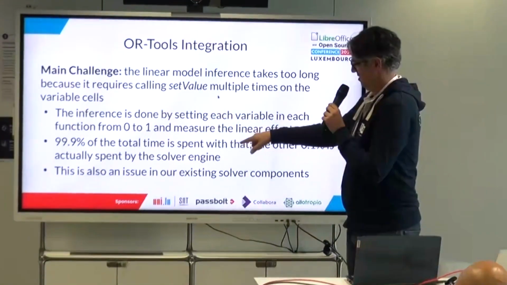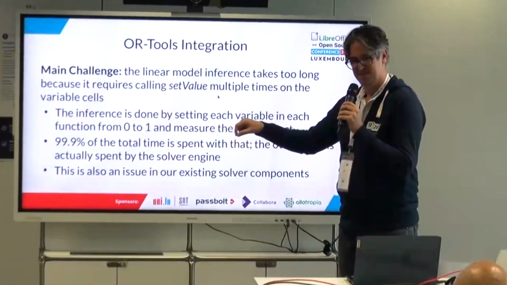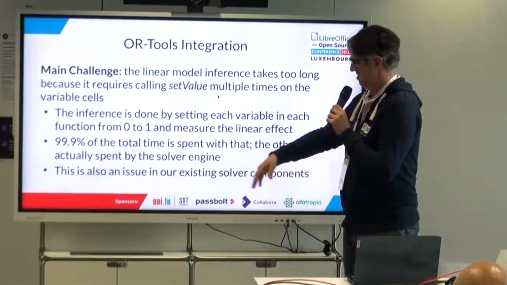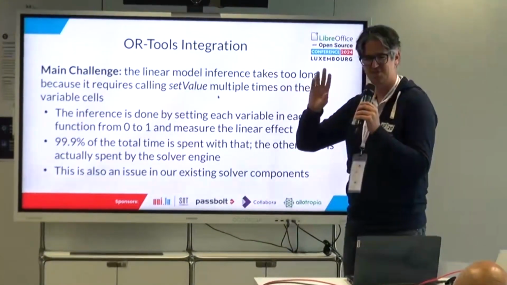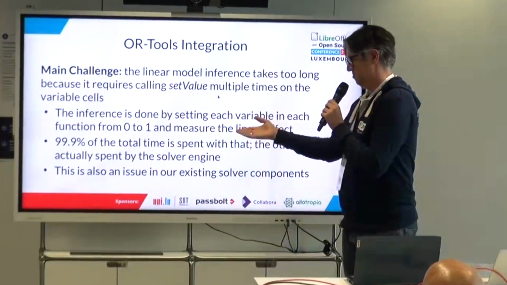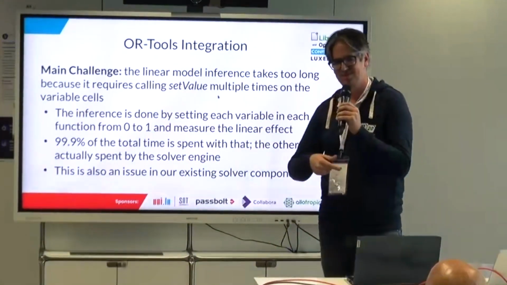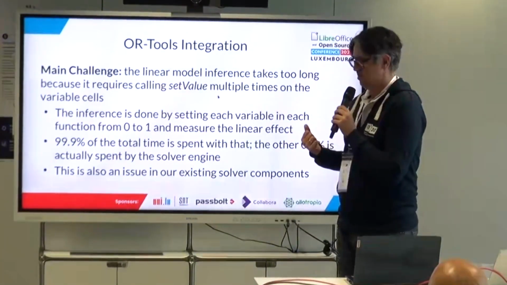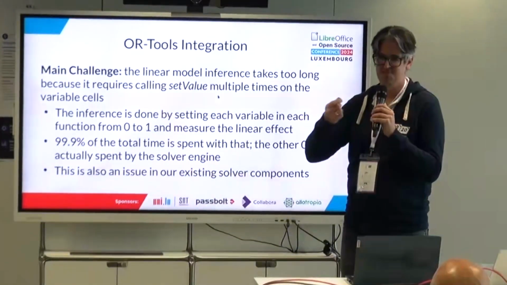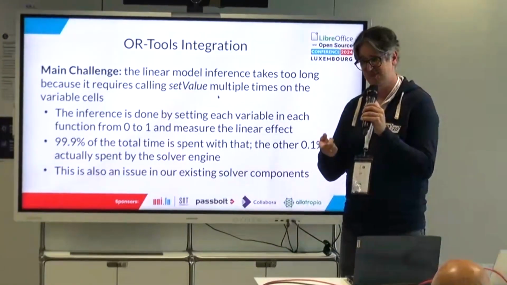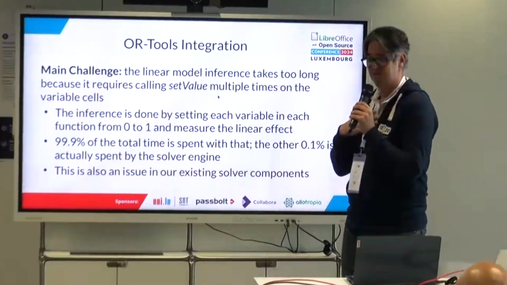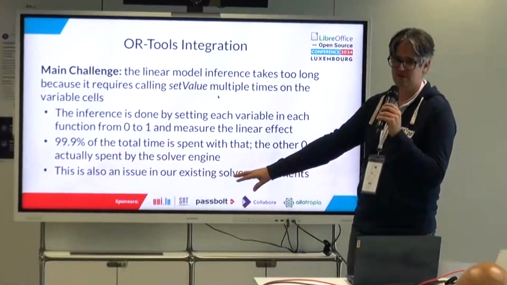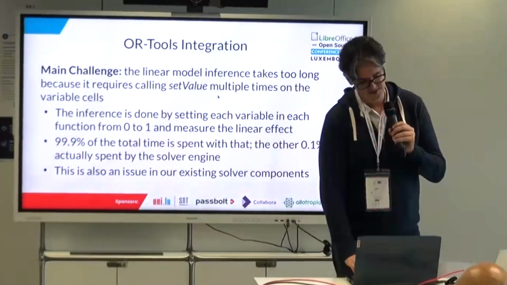99.9% of the time spent by the solver is doing that. If you put timers to see how much time is spent, the solver itself actually takes 0.1% of the time to solve. The main time is spent inferring what our linear model is. So this is a challenge because we need to call set value and get value many times, and this is not very efficient. And this is not a problem in my extension. This is a problem in all solver components in Calc. So this is a challenge, okay?